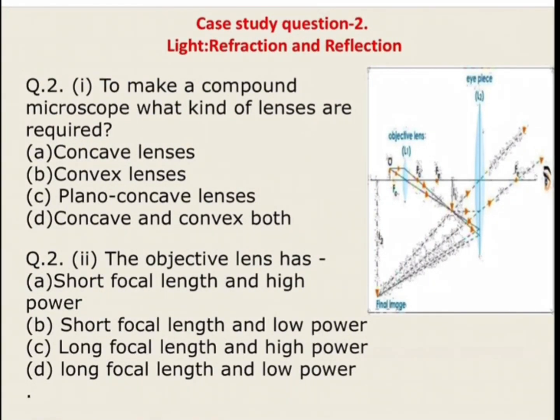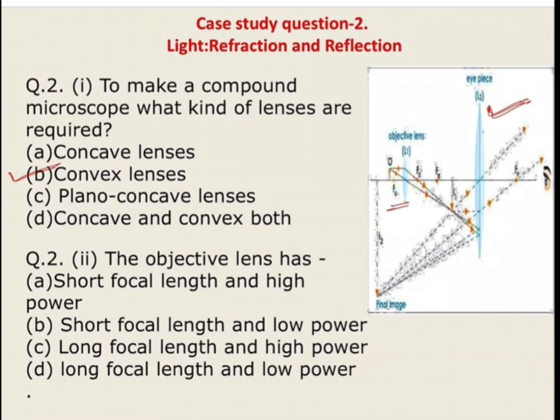Now first question, to make a compound microscope, what kind of lenses are required? So both the lenses, objective lens as well as eyepiece, are convex lenses. Option B is correct here, convex lens.